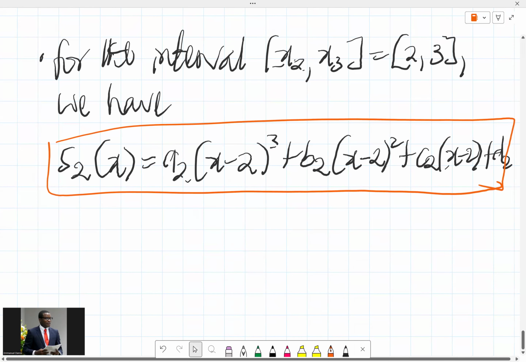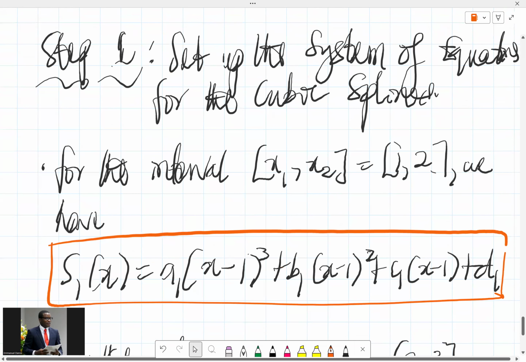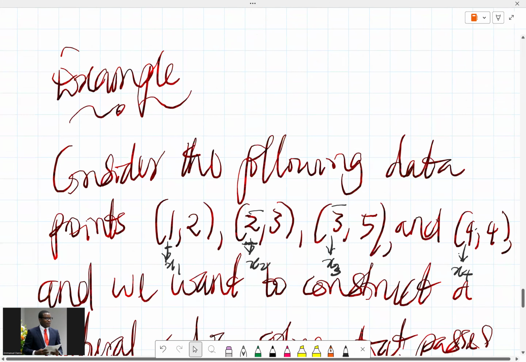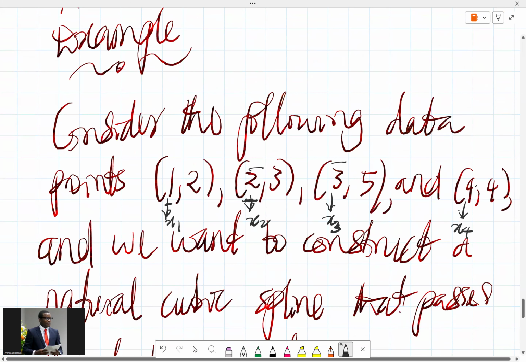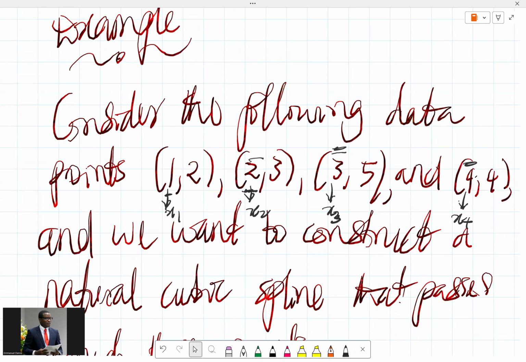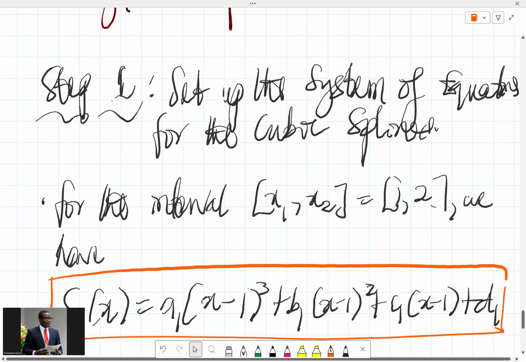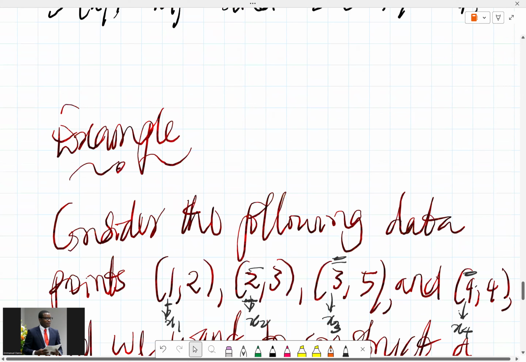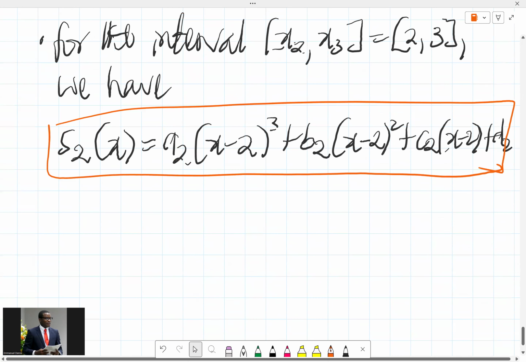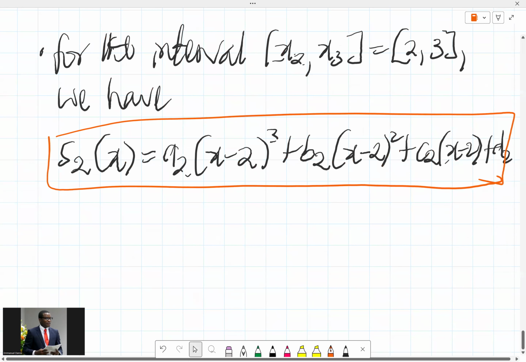The interval after that is 3, 4. Interestingly, that's the last interval we have. So we now have from 3 to 4, that's x3, x4. The more data points we have, the more equations. For instance, here we have 4 data points, so we are going to have 3 equations to set up. If we have 10 data points, we are going to have 9 equations to set up.